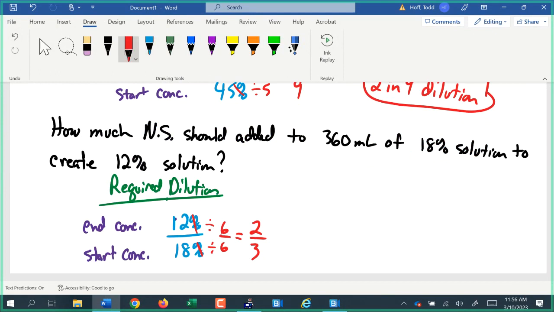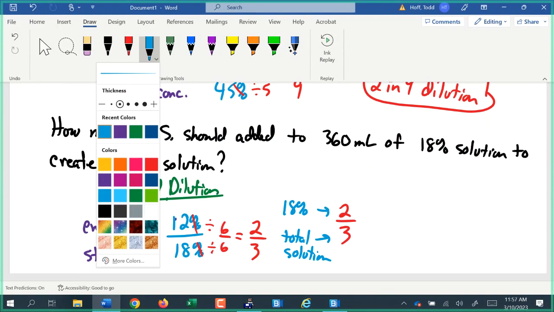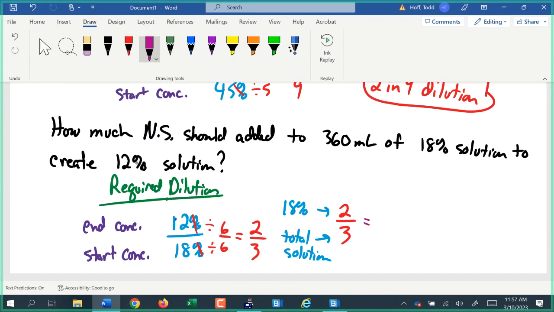So now that 2-to-3 dilution, remember the 2 represents the serum. In this case, that's the concentrate, or the 18% solution. The 3 now represents the total amount, or the total solution once we're done. So when we're trying to find the amount of saline here, the normal saline to add, well, the 2 represents the amount of concentrate. That is the 360 milliliters of the 18% solution. But we're not looking for the total solution. We're looking for the amount of saline.